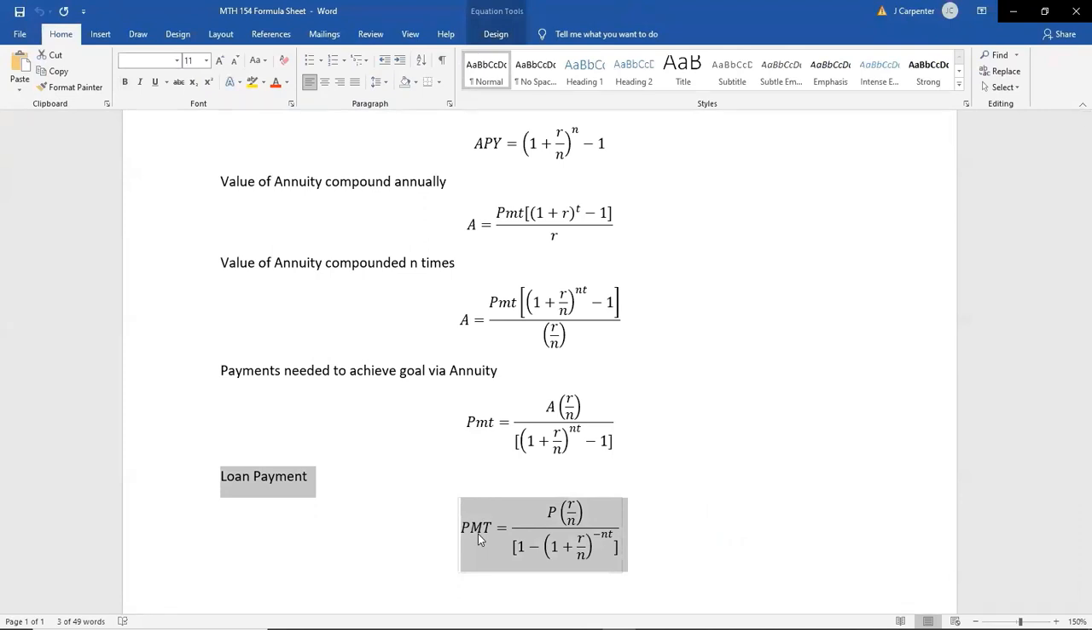PMT is for something that we're doing every month or every week or every day or every year maybe. It's something that we keep doing over and over and over. So for a loan payment, this is what we pay every month, usually on a monthly scale. This value of annuity, these 3 formulas, are kind of like our investments. PMT is the amount of money you're putting away instead. So for a loan, PMT is what you're paying every month.